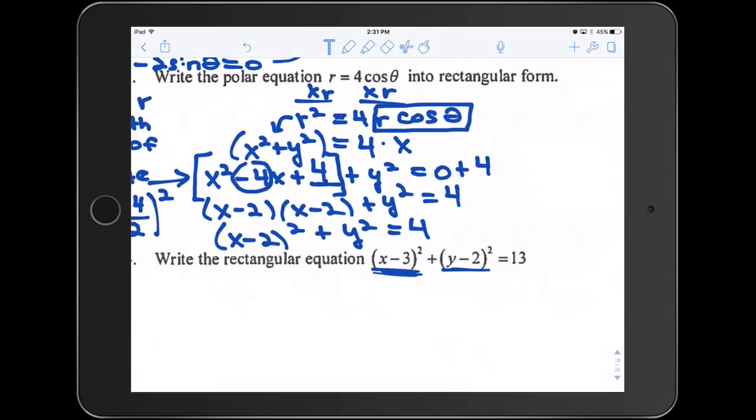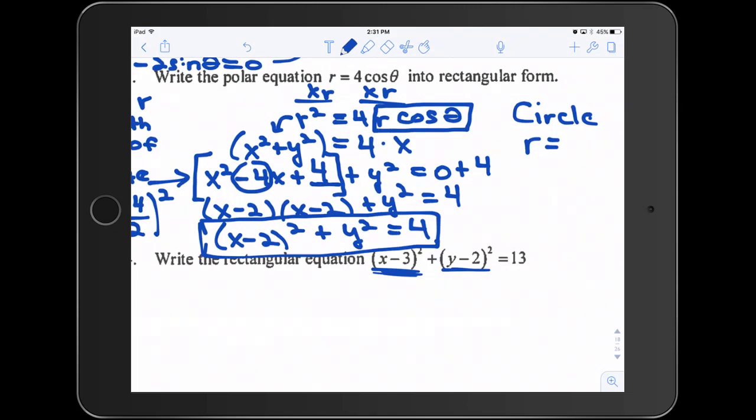Looking at this, of course, we know that we have a circle. I'm going to write that over here. So this, by the way, is the final answer. And what do we have? We have a circle, obviously. We have a 4 over on the right-hand side. Take the square root of that, so the radius is 2. And we have a center that is 2, 0.